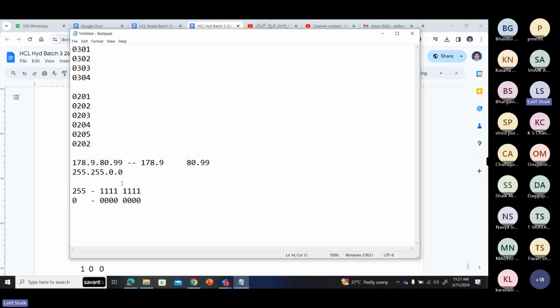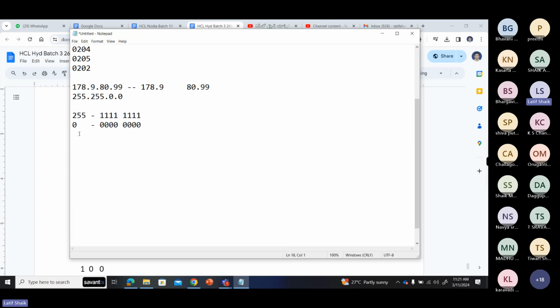From this, our system will extract the network ID. How will it extract the network ID? Using the AND operation. Logical operations, logical gates: AND, OR, NOT, NAND, NOR. Do you still remember? Yes, sir. Very good. So this is the AND gate operation.